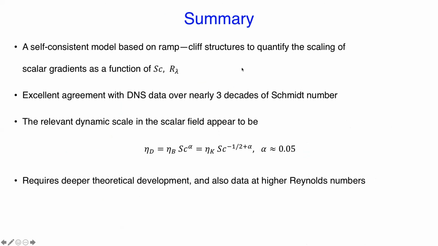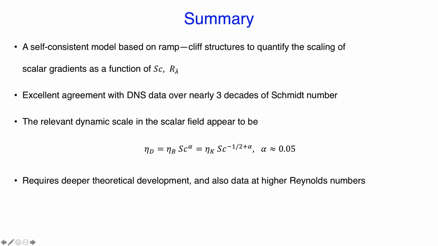So basically, to summarize, what we are showing is that we can develop this model based on the structure of the scalar field, which allows us to quantify the scaling of the scalar gradients as a function of Schmidt number and R lambda. And this model surprisingly captures all the statistics extremely well over 3 decades of Schmidt number that we have investigated. The major outcome of this is that the smallest scale in the scalar field is arguably not the Batchelor scale, but a very small correction to it with this exponent of 0.05.